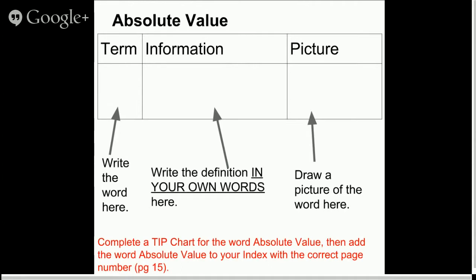All right. In your own words, write the definition of absolute value. Okay, right here. Draw a picture of absolute value here and write absolute value right here. Go ahead and pause it. All right. Add the word absolute value to your index with the correct page number. Go ahead and pause it. Moving on.